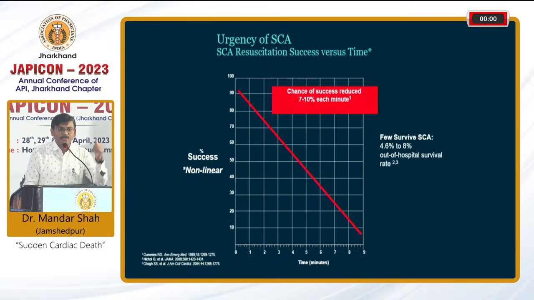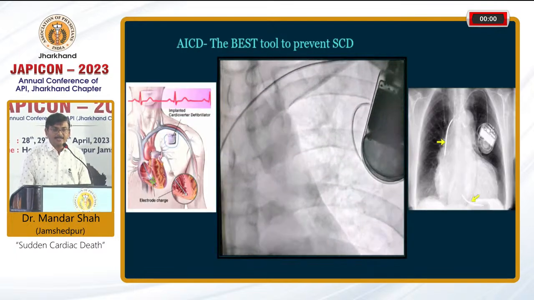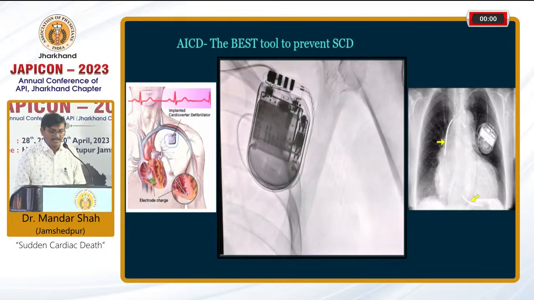And whenever you get a patient with sudden cardiac arrest, before the patient progresses to sudden cardiac death, you have to intervene fast, and in the majority of cases, it is defibrillation, and you don't have time. So as time passes, within 8 or 9 minutes, probability of survival will be 0. So you have to be very rapid, very fast. For that, the best tool that is now available is AICD.